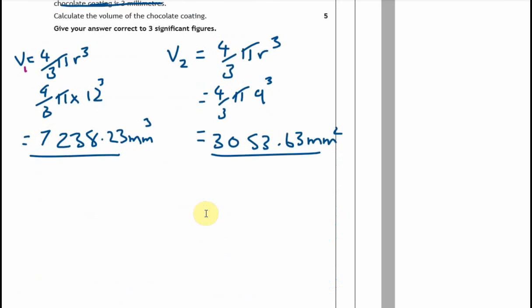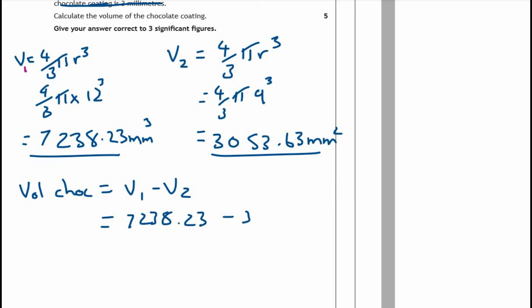Okay, so I would then put a statement that maybe says volume of chocolate is equal to V1 minus V2. Okay, so it's going to be 7238.23 minus 3053.63. I calculate. So 7238.23 minus 3053.63, and that's going to give me 4184.6. And don't forget our units, which is millimeters cubed.